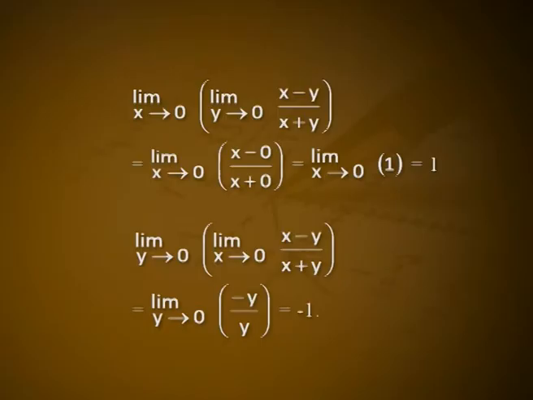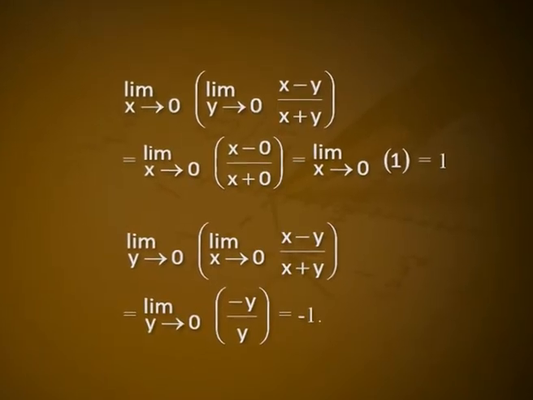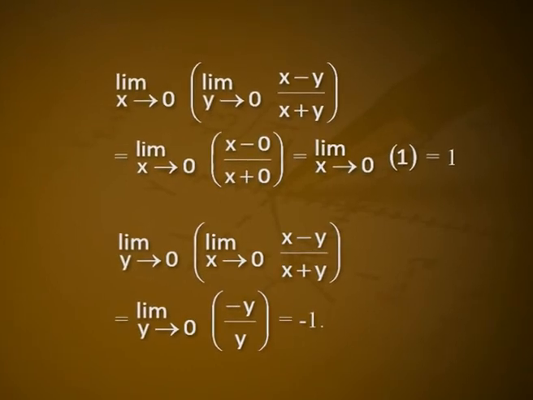Example. Let f(x,y) equal to (x minus y) by (x plus y) be defined for positive real numbers x and y. We check the existence of limit (x,y) tends to (0,0) of f(x,y). First we find the repeated limits. Limit x tends to 0 of limit y tends to 0 of (x minus y) by (x plus y) equal to limit x tends to 0 of (x minus 0) by (x plus 0), which is equal to limit x tends to 0 of 1, equals 1. Limit y tends to 0 of limit x tends to 0 of (x minus y) by (x plus y) equal to limit y tends to 0 of minus y by y, equals minus 1. Thus, the repeated limits are different. So, the limit does not exist.